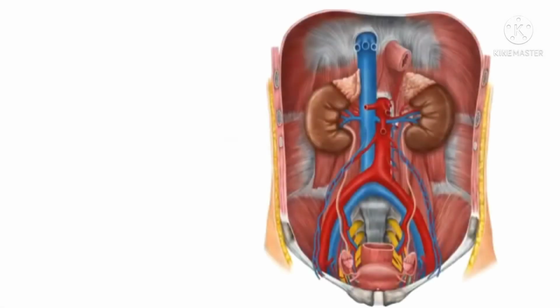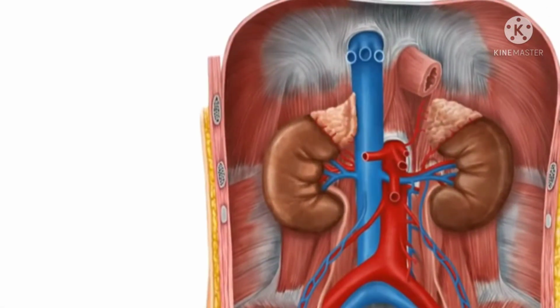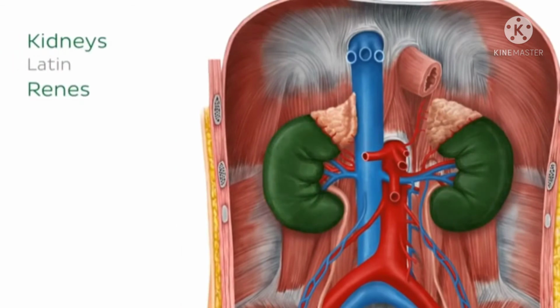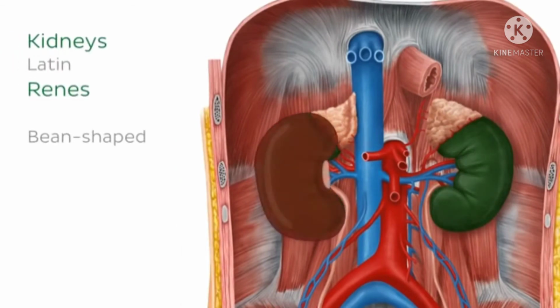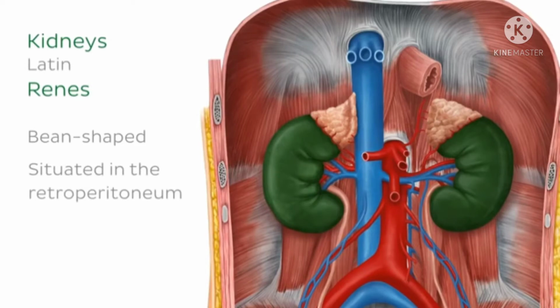Before we do that, I'm just going to move here to this image again, where we're going to highlight the kidneys. The kidneys are two bean-shaped organs located in the abdominal cavity. They are located in the retroperitoneum underneath the intraperitoneal organs, which have been removed in this illustration right here.